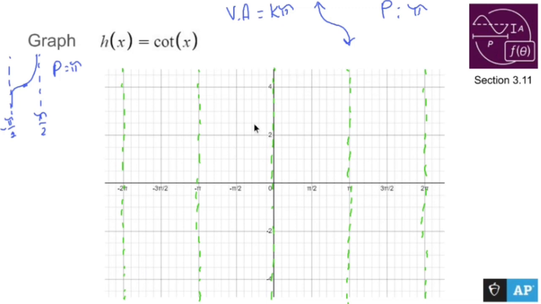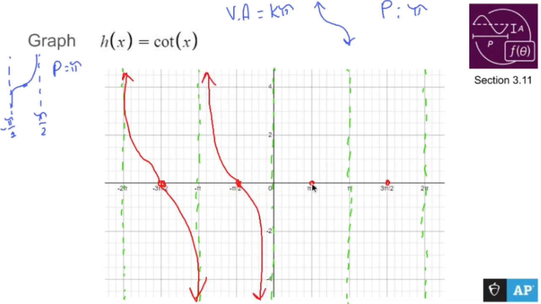Now, this goes right there, goes right there, goes right there, goes right there. And this is going to look like the flipped version of tangent. Okay, so just kind of try to draw that out. Ugh, I'm so bad at these. So kind of like these weird things that change their concavity halfway through.